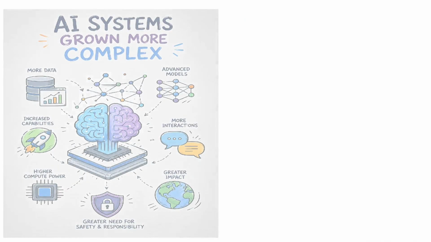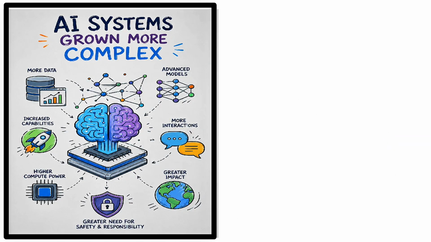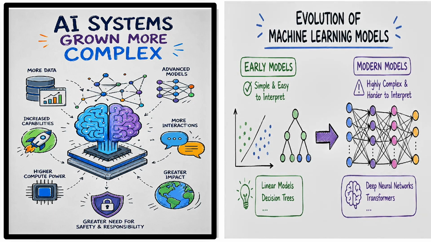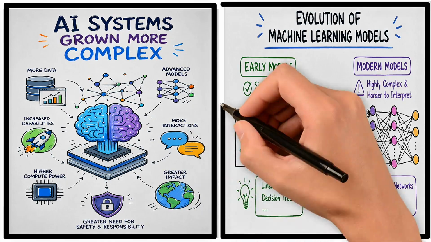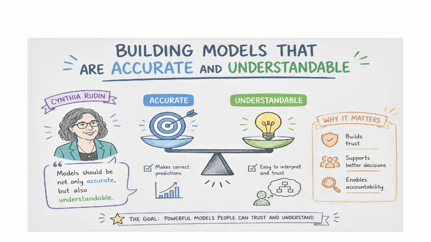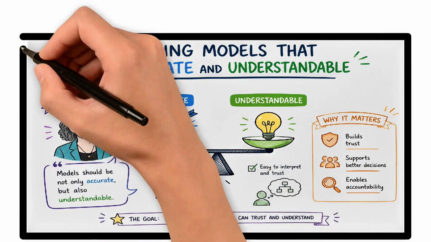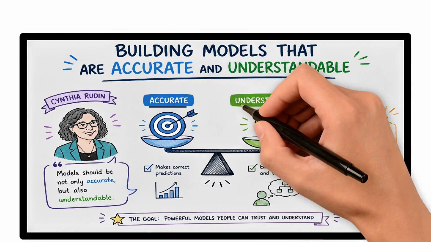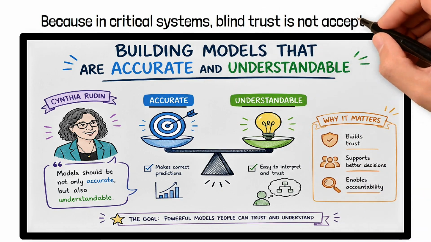This issue has become more important as AI systems have grown more complex. Early models were simpler and easier to interpret, but modern machine learning models, especially deep learning, can be highly complex. Researchers like Cynthia Rudin have emphasized the importance of building models that are not only accurate, but also understandable. Because in critical systems, blind trust is not acceptable.